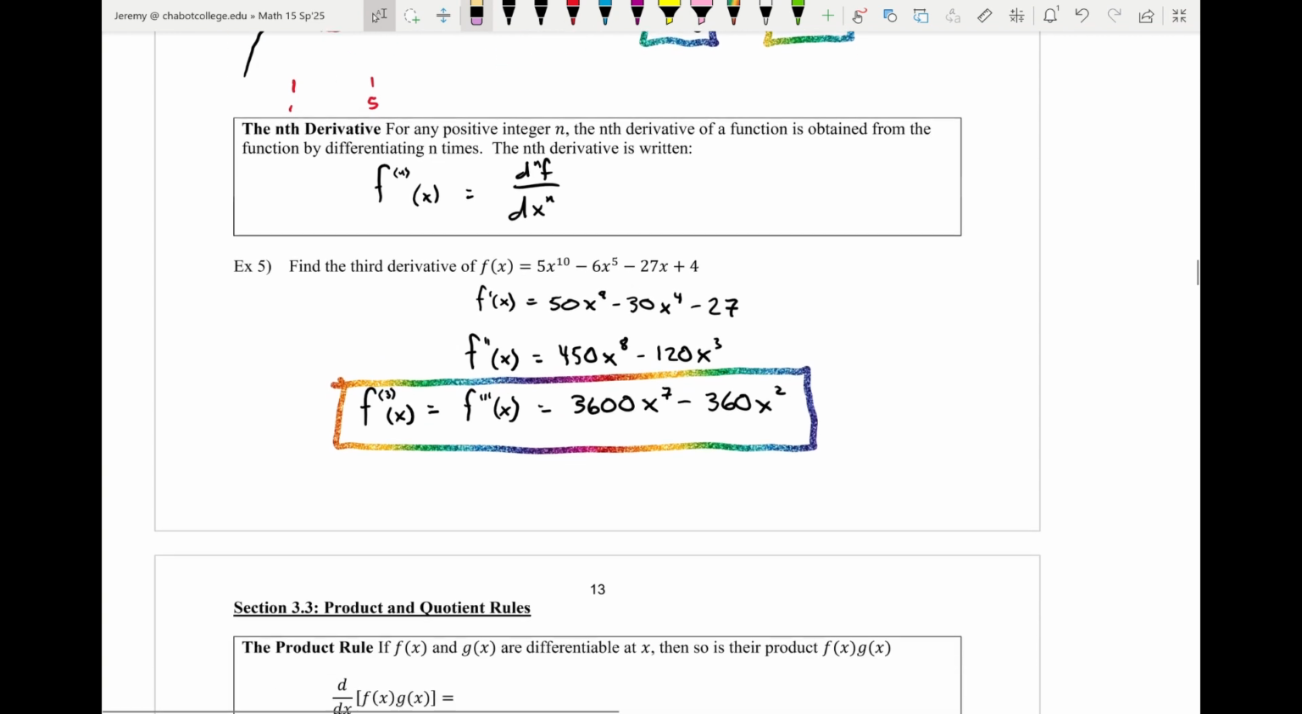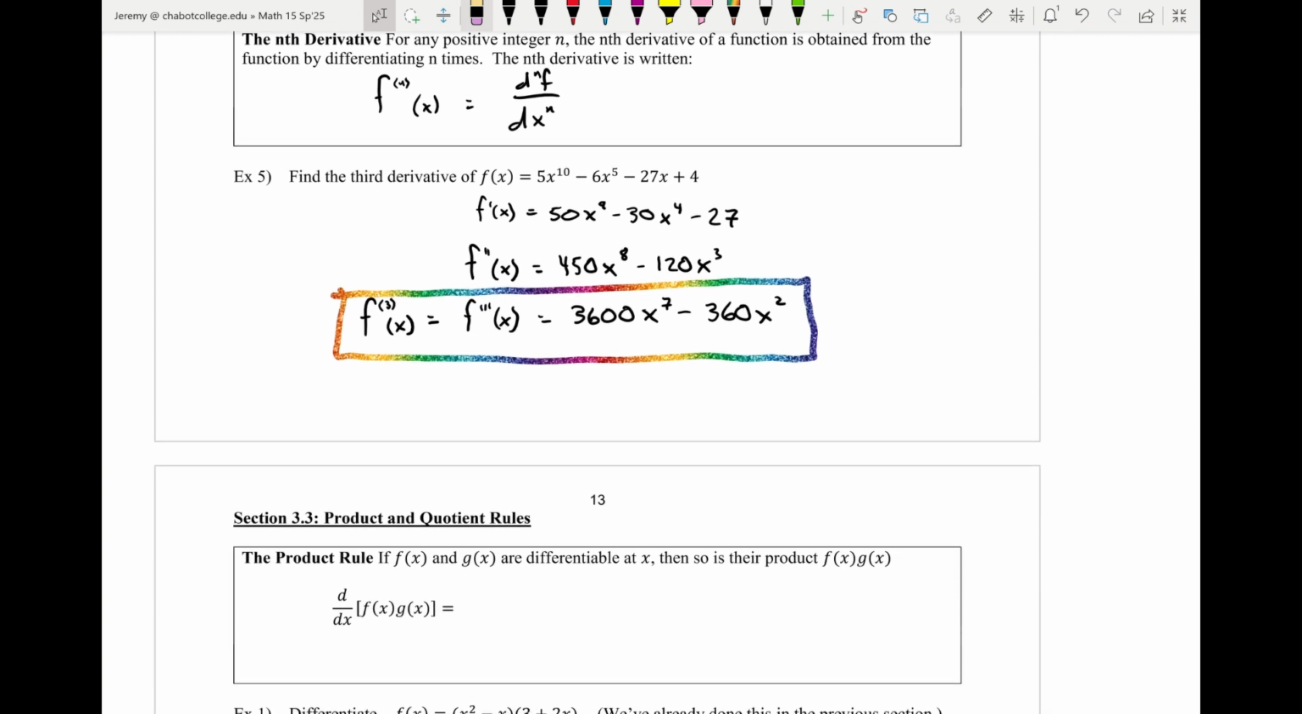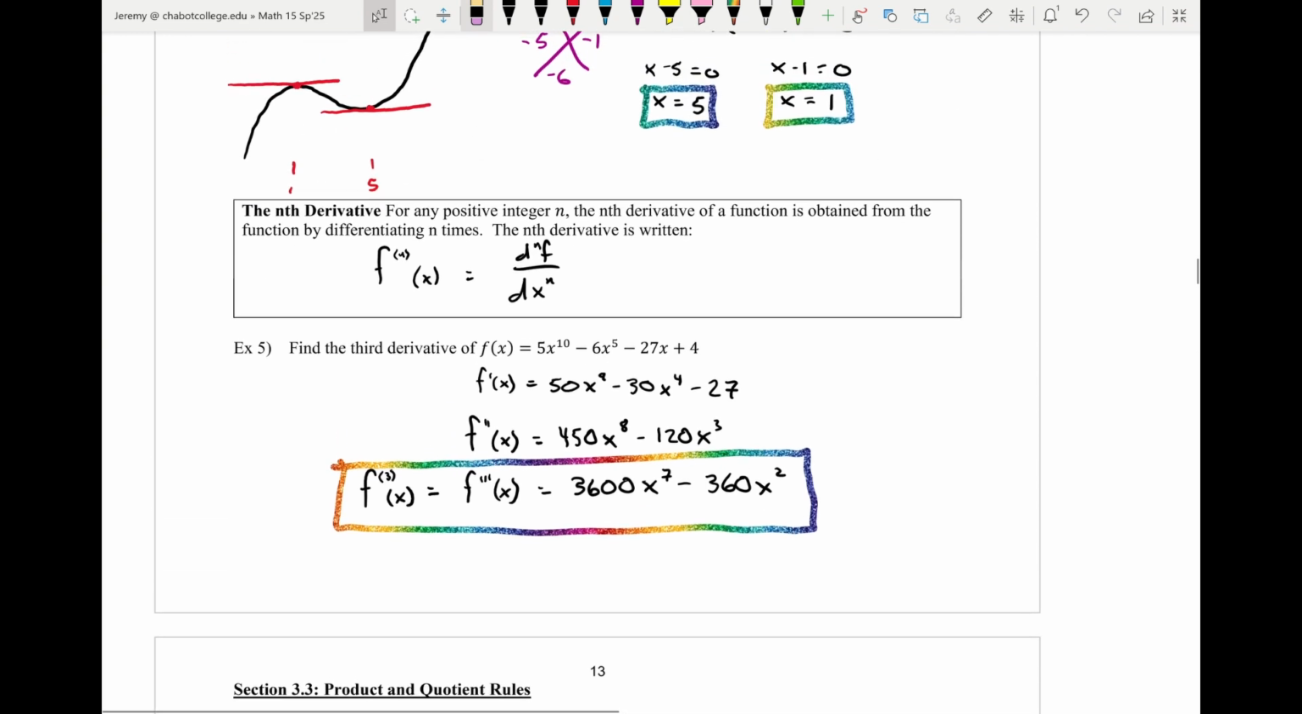Okay, and that's it for this section. Up next, we're going to talk about the product and quotient rules, which I promised you a couple examples ago. So I will see you in section 3.3.